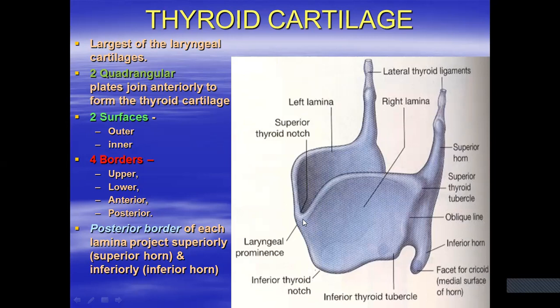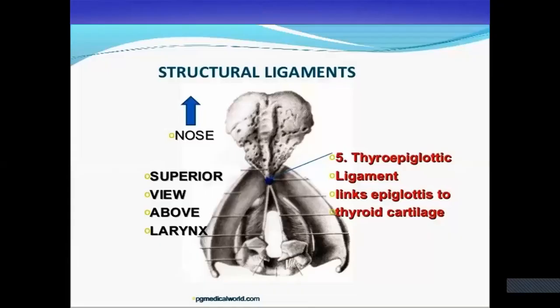The posterior aspect of the thyroid angle gives attachment to structures like the thyroepiglottic ligament, a pair of vestibular ligaments, a pair of vocal ligaments, and some intrinsic muscles.